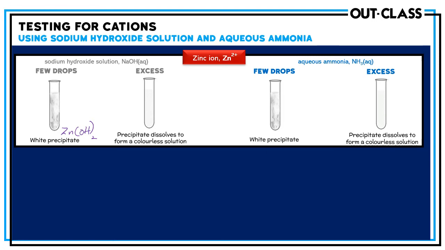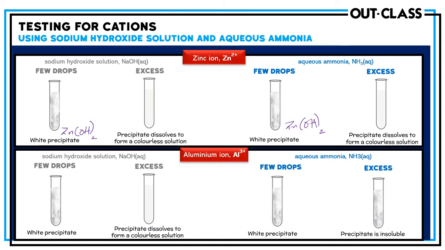Now this confirms that this precipitate was of zinc hydroxide and zinc ions are present in the solution, because only the white precipitate of zinc is soluble in aqueous ammonia. Aluminium hydroxide precipitate is not soluble in aqueous ammonia. Okay, so now let's see the test for aluminium ion.